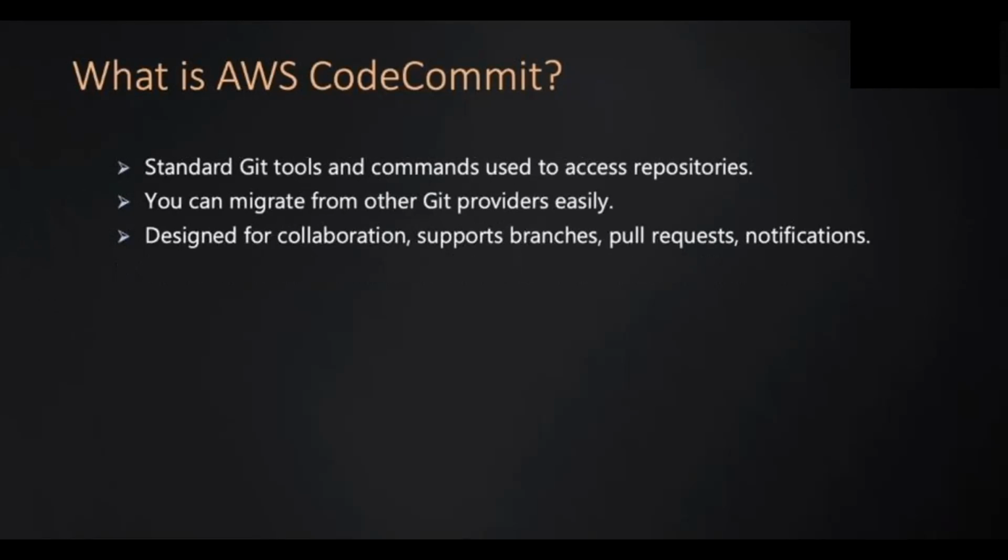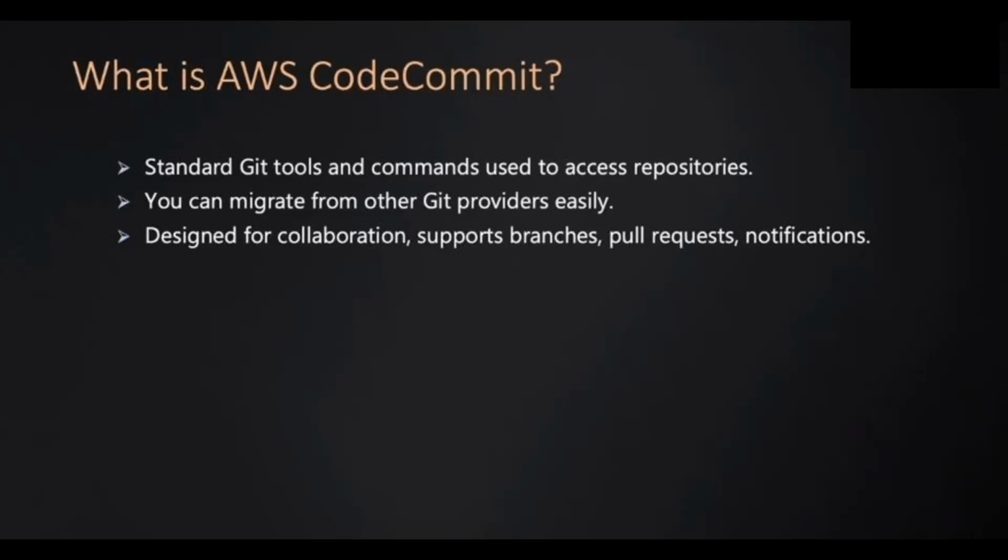You can migrate from other Git providers. In other words, you can also migrate from other existing Git ones. It is designed for collaboration, and supports branches and pull request notifications. These are the functions of a version control system. Collaboration: if Rahul is working on something and Humira makes a change at the same time, you need to merge. You collaborate with each other, make sure your changes are not messed up, and then check them in, or commit them.